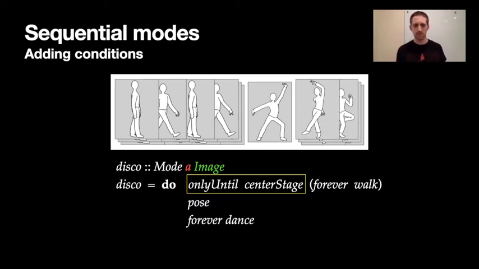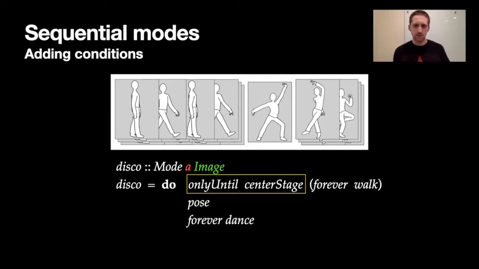So in this case, center stage produces some event when the figure is at center stage or something. And only then does it move on from its walk animation to do sort of a pose for a certain amount of time and then start dancing, say.